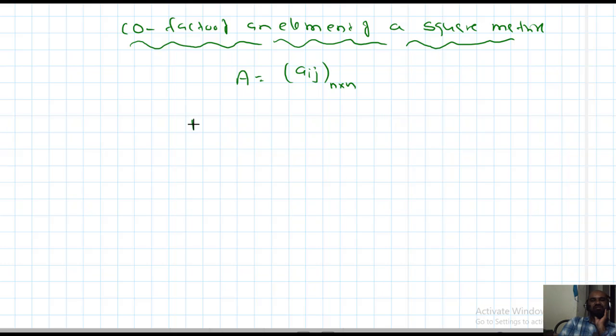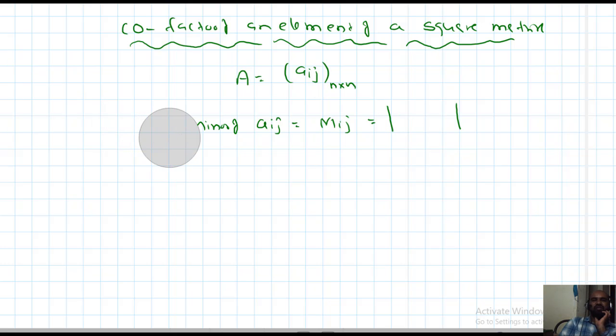What is the minor? Minor of Aij, how do I define it? That is Mij. The ith row, jth column element of the 3 by 3 matrix should be removed, so you get a 2 by 2 matrix. The determinant of the resulting 2 by 2 matrix is taken as its minor.